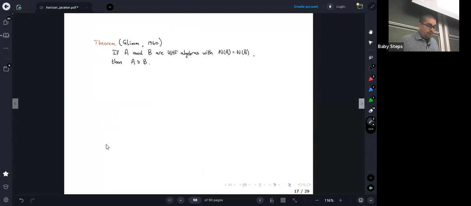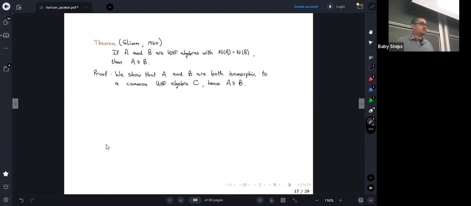All right. Okay, so I want to show you the proof of this because it's not difficult, and it illustrates some important ideas that are still very useful today in C*-algebra theory. So what we're going to show is that two C*-algebras, A and B, two UHF algebras with the same supernatural number must be isomorphic. We're going to show that they must be isomorphic to a common C*-algebra, a UHF algebra C. We're going to build C as a kind of canonical UHF algebra associated to this common supernatural number.